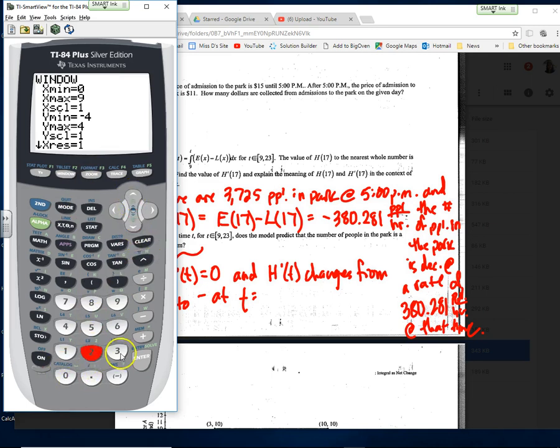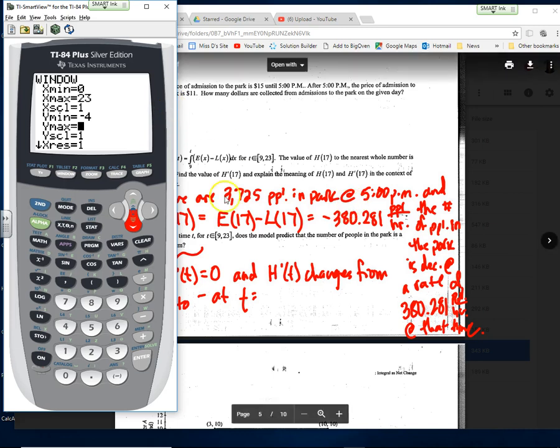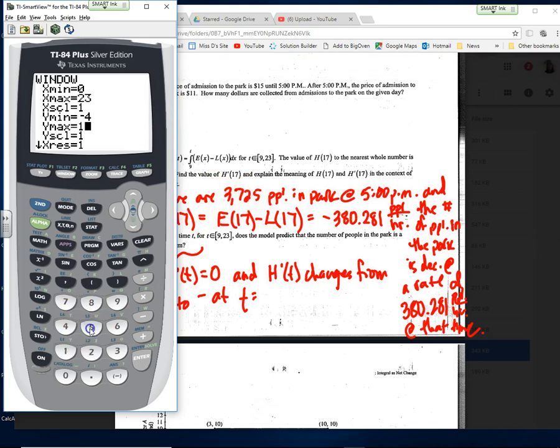That could work too. I do see some pretty big numbers as far as how many people are in the park. I see the 3725. Let's go up to maybe 15,000, just to be safe. Well, because it's decreasing at 3725, it's probably not that big. But just to be safe, I just want to see where it crosses. All we care about is where it crosses. Right there. See it?